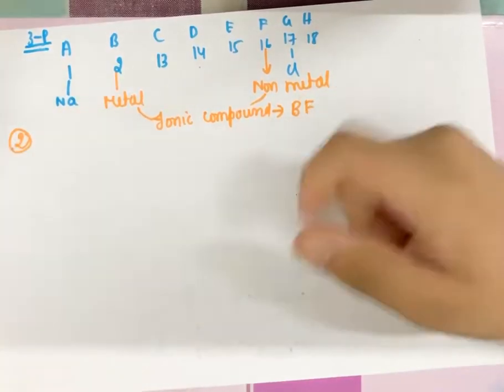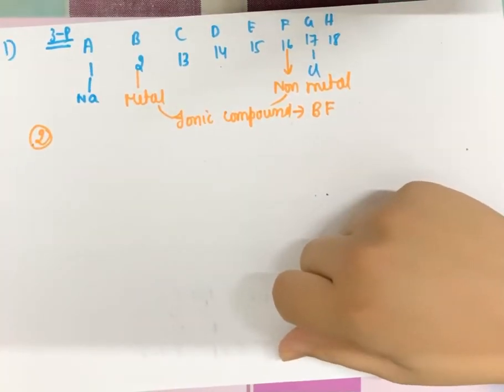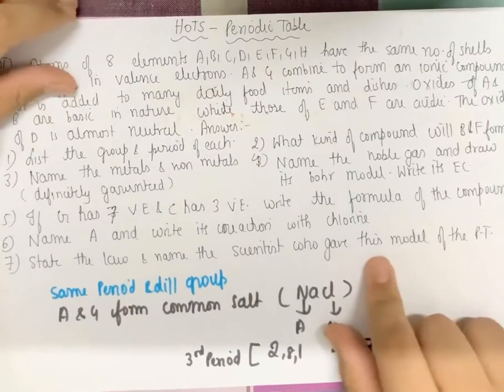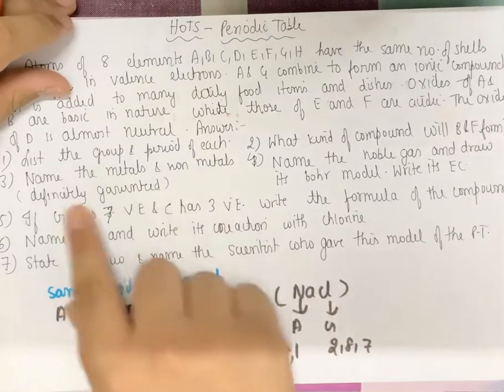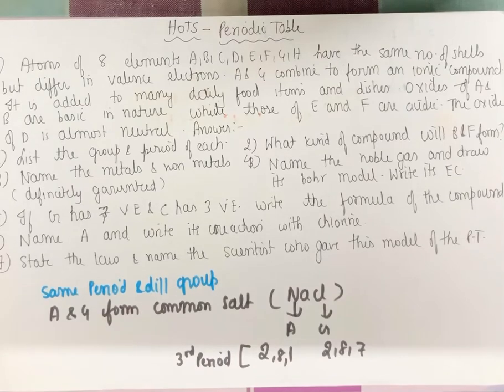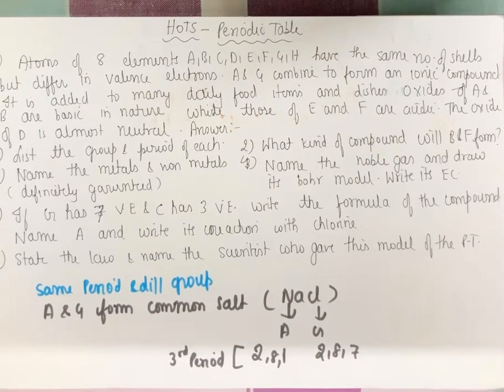Now coming on to the next part, part number 3. Now what is the question for part number 3? Name the metals and non-metals which are definitely guaranteed. Okay, definitely guaranteed means surely कौन से metal and non-metal है. Okay, हमें सिर्फ वही name करना है.